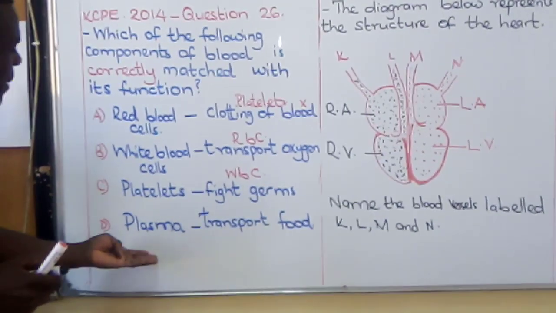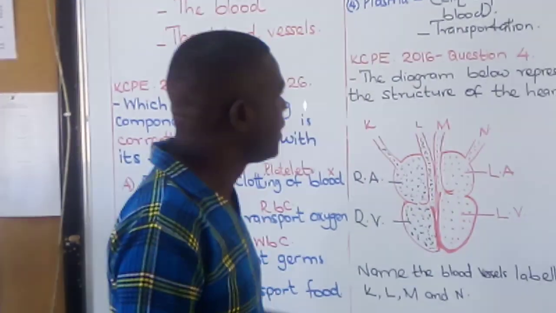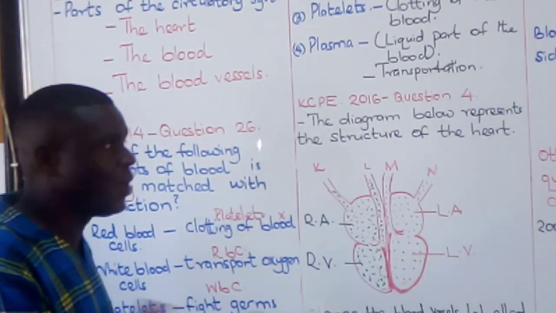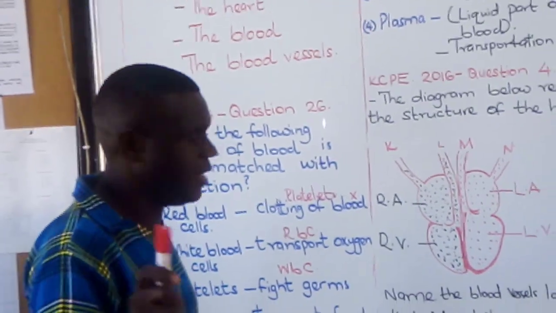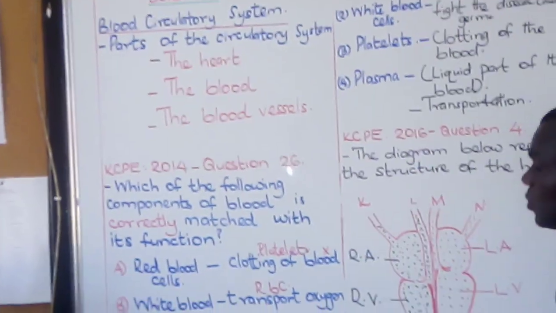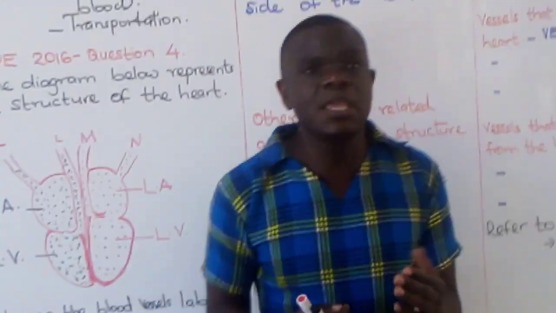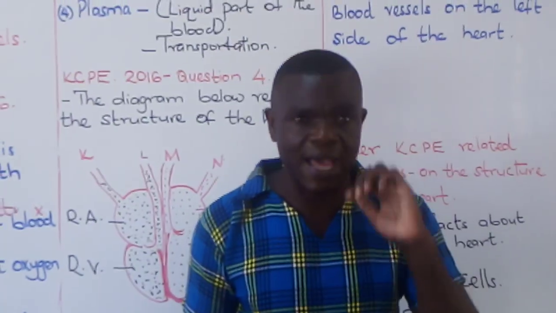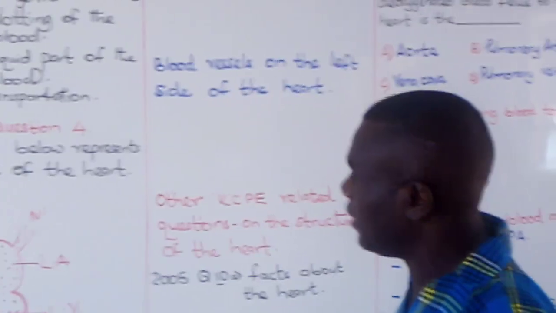Now, choice D, plasma transports food. Is that right? Its work is transportation, it is the liquid part of the blood, and I said it's like a medium within which the other parts of the blood float as the blood flows in the veins. Now we have completed that, and so the right choice here is D. Boys and girls, that's how we answer science questions. Remember, in KCPE, the right answer is about the true facts of that particular concept that has been asked. Let's go to the next part of the question.